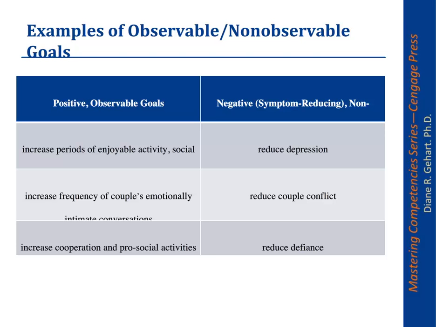Reducing defiance. Instead, you're going to increase cooperation and pro-social activities, and then you'll need to do so in a way that's clearly measurable. And so you're going to get even more specific, which is going to be defined as helping out with the dishes or not, cooperating with siblings or whatever it might be. But you want to have it stated in positive terms and clearly measurable terms for that specific client.